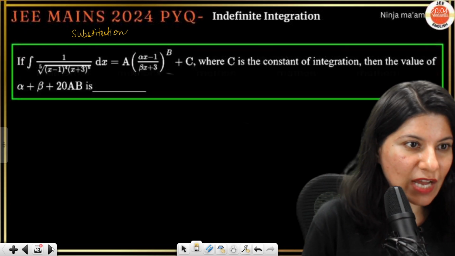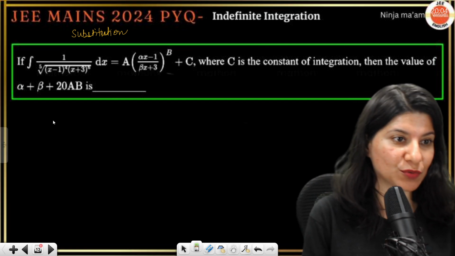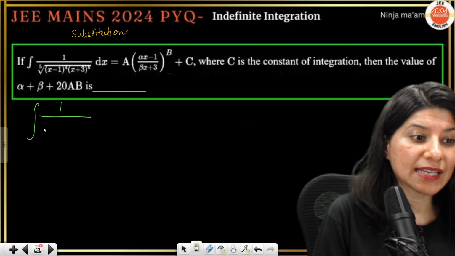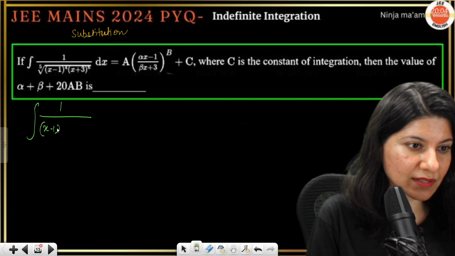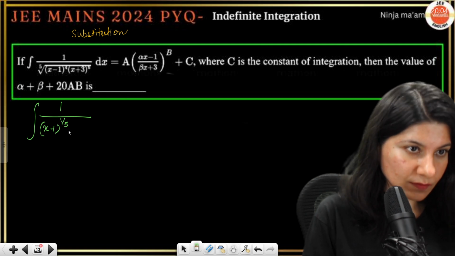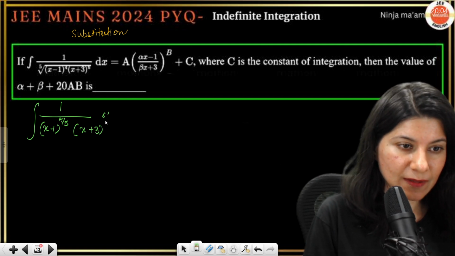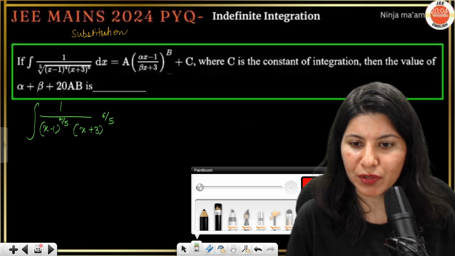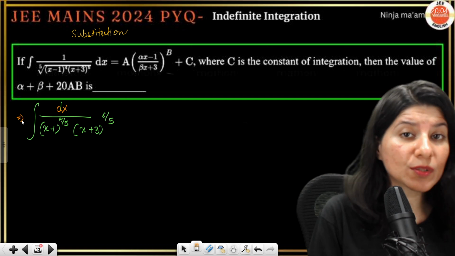Second question done. Now we have this question. Yes, this is my favorite question. This is not a general substitution; you have to apply your brains. Okay, let me just write it: integral of x minus 1 raised to power 4 by 5, sorry, it is 4 by 5, and x plus 3 raised to power 6 by 5, a very typical question that we have already done in the root series as well, dx, let's not forget.